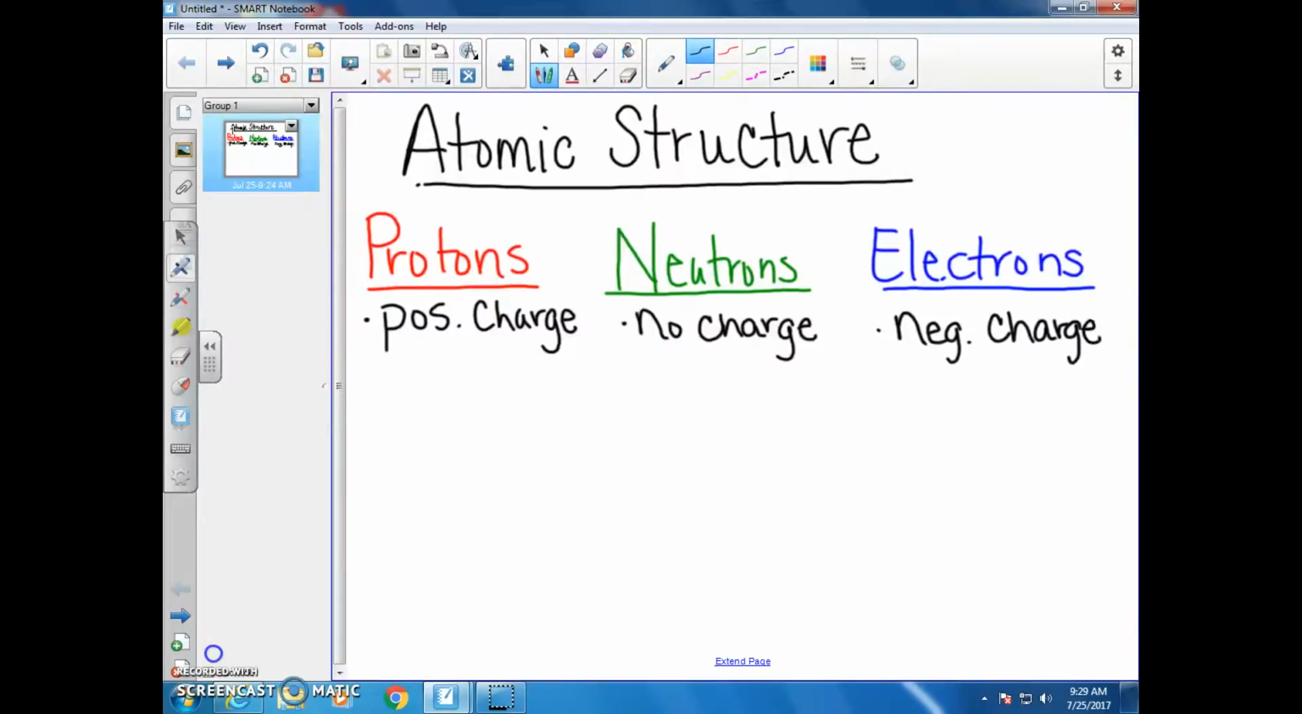Now, the protons and the neutrons, because protons have a positive charge and neutrons have a neutral or no charge, and these two are quite large compared to the electron. This one is very small in size. So the protons and the neutrons are both found in the nucleus. And the electrons are actually found outside of the nucleus in the electron cloud.